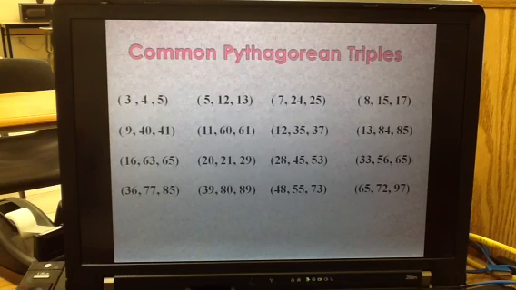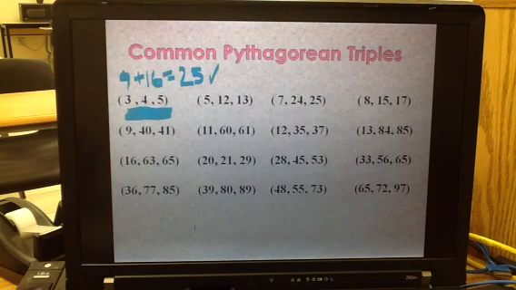Now once you start seeing some of these, you're going to start recognizing them as triples, and it kind of saves you some time. So for example, up here, the smallest triple is 3, 4, 5. That means 3 squared, which is 9, plus 4 squared, which is 16, has to equal 25. Remember your biggest number, not just the third number. Look at your triples. The largest number always goes in for c. So 3 squared plus 4 squared equals 5 squared, and 9 plus 16 does equal 25.